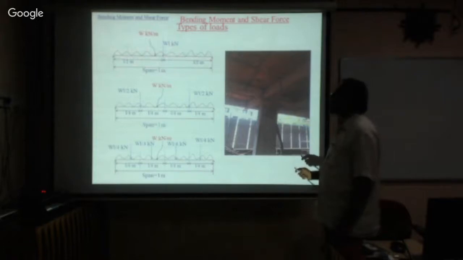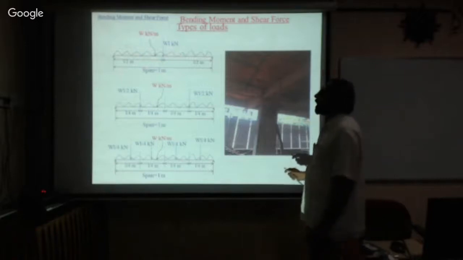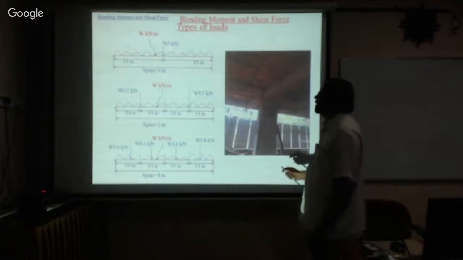Now this UDL can be converted into a point load. For the purpose of calculation, we need to understand this. This is the load acting on the beam, and now we are converting this uniformly distributed load into a point load. In this diagram, only one point load is considered. We have converted it for calculation purposes.